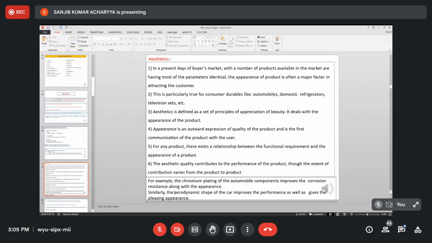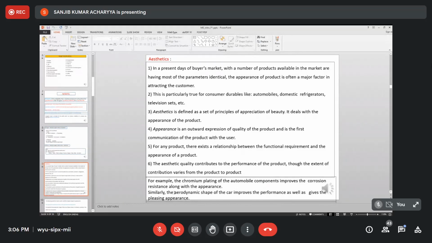So designers should attempt to improve the aesthetic feature of the product. He or she should try. Suppose chromium plating over an automobile component simultaneously improves the technical quality against corrosion, but at the same time it adds to the appearance, the aesthetic part, isn't it?